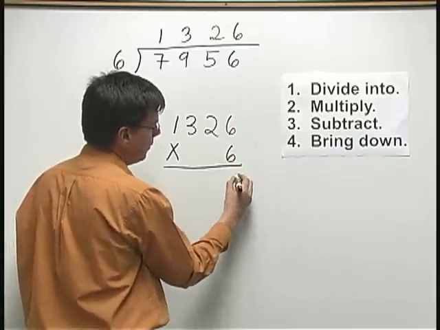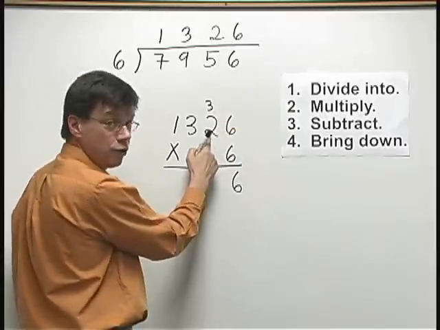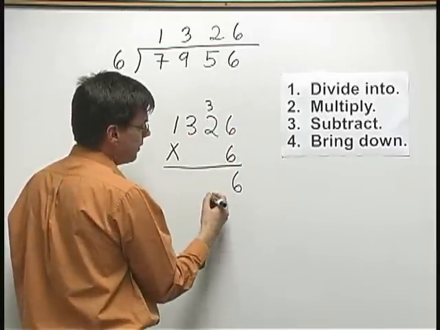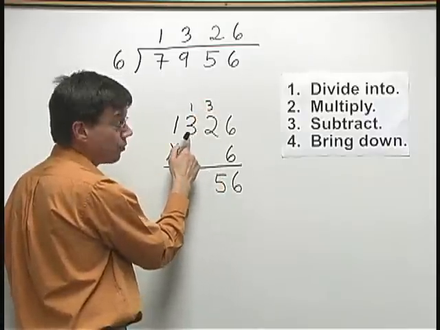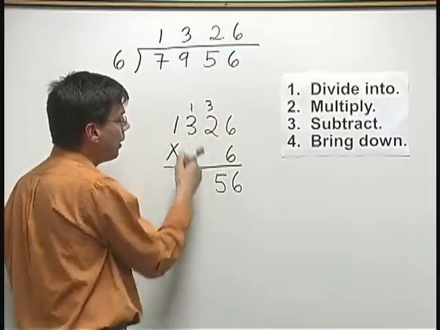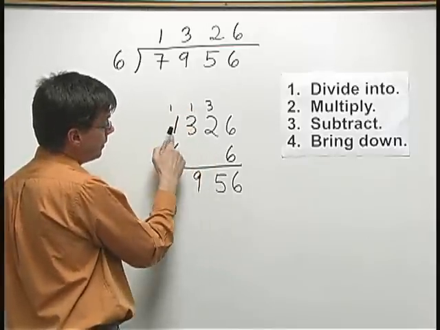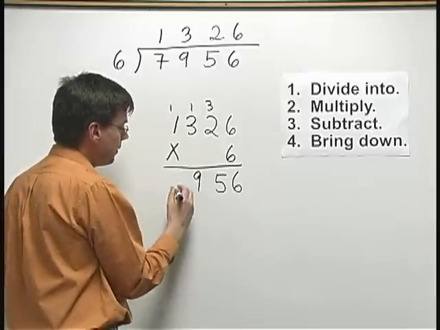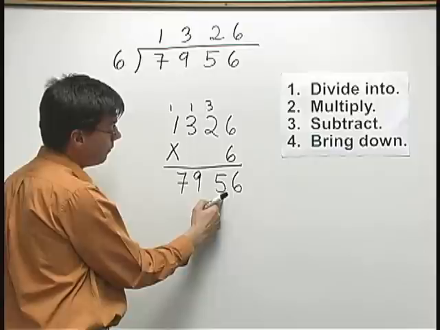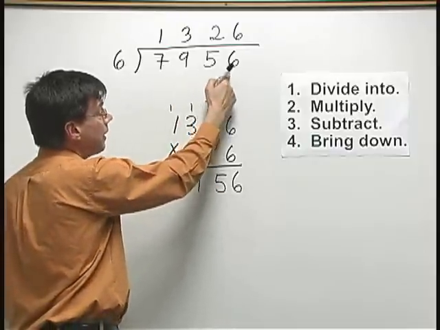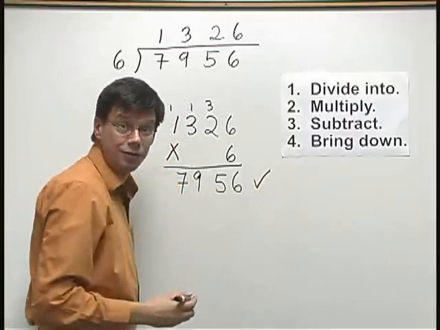6 times 6 is 36. I write the 6, carry the 3. 6 times 2 is 12, plus 3 is 15. I write the 5, carry the 1. 6 times 3 is 18, add 1, that's 19. I write the 9, carry the 1. 6 times 1 is 6, plus 1 is 7. So I get 7,956. That's exactly the same as the number inside the long division box. So our answer checks out.